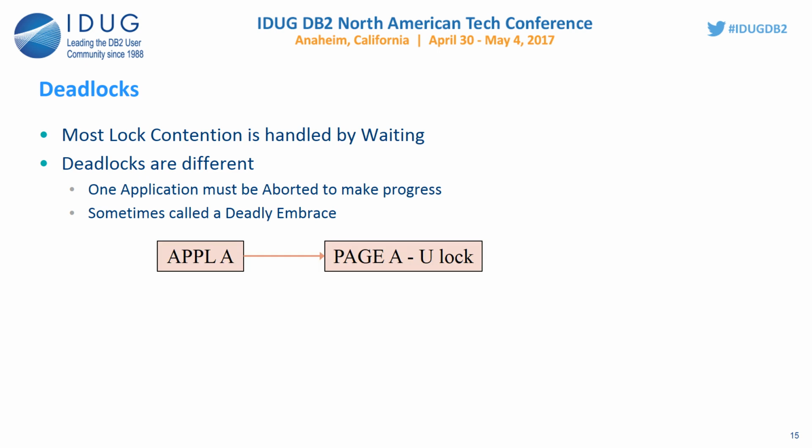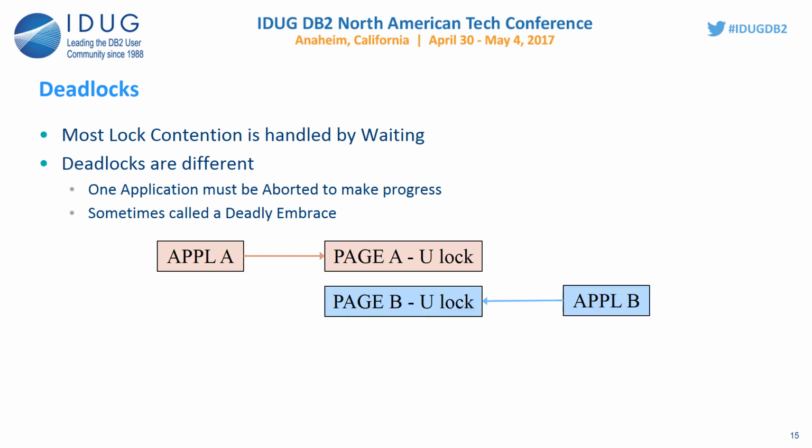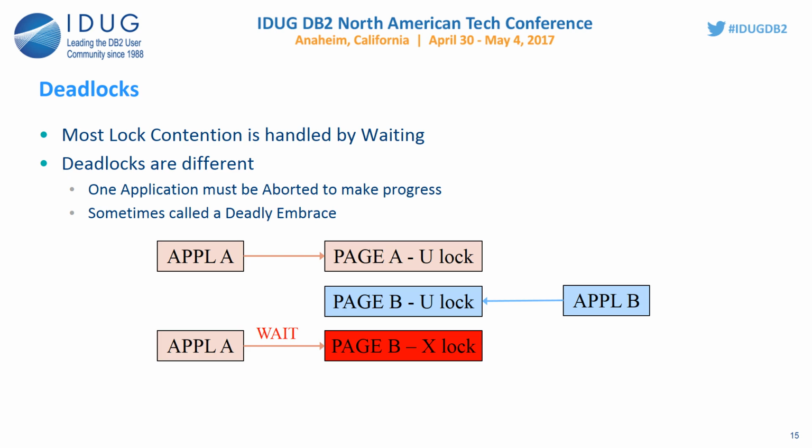Well, what we've got is application A comes in and it places a U lock on page A. Yeah? Application B comes in and takes a U lock on page B. Okay? Now application A comes in and tries to exclusive lock the page that application B has already got. If that's all it was, everything is good. All right? When application B commits, that lock is released and the first application carries on quite happily.